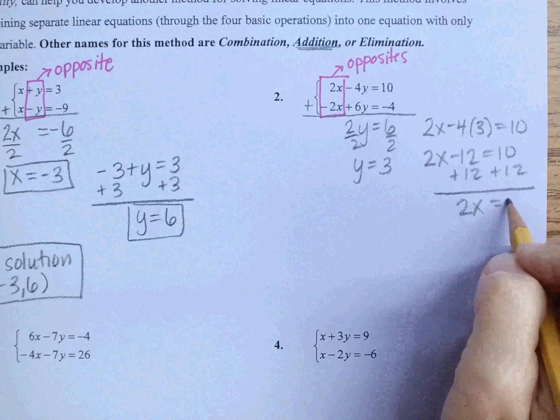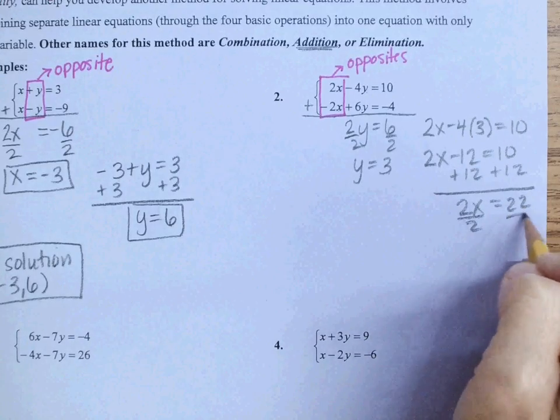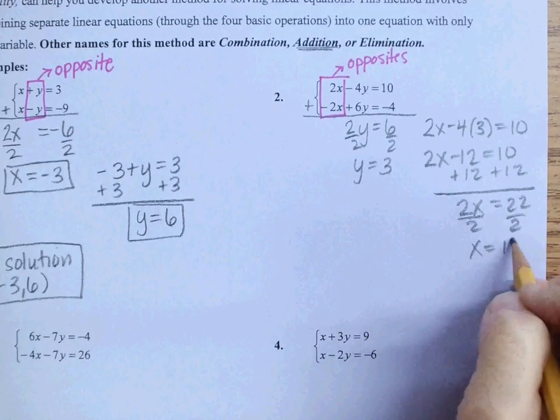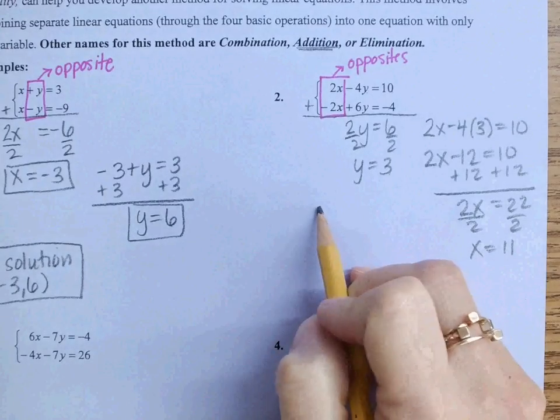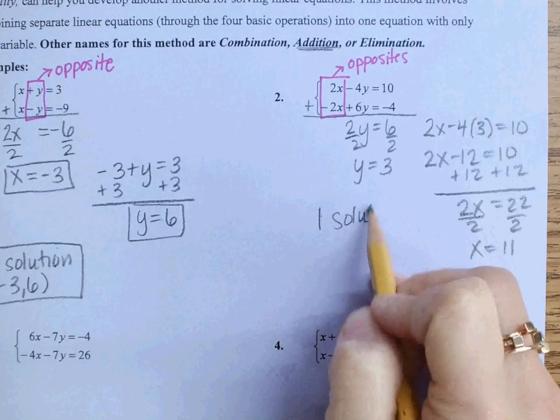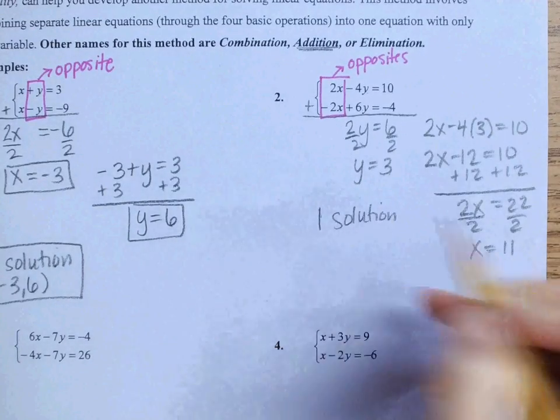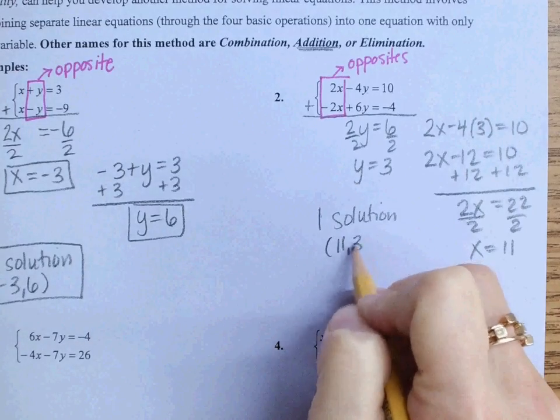I have 2x is equal to 22. Divide both sides by 2. x is 11. My final answer is one solution at the ordered pair 11, 3.